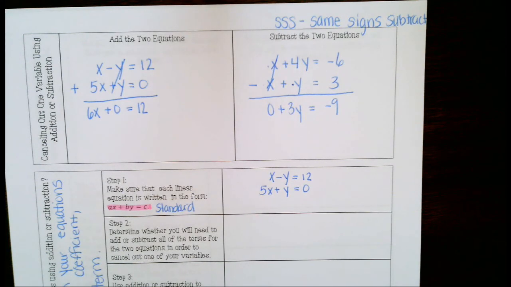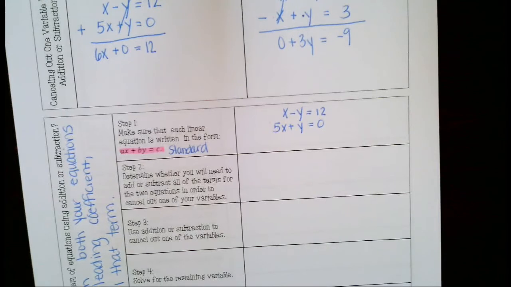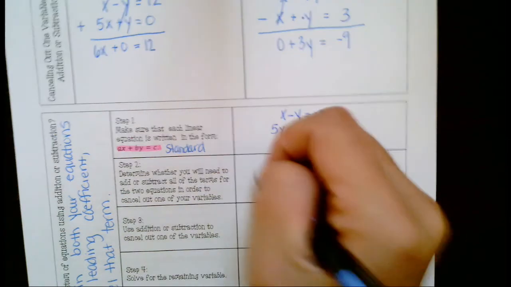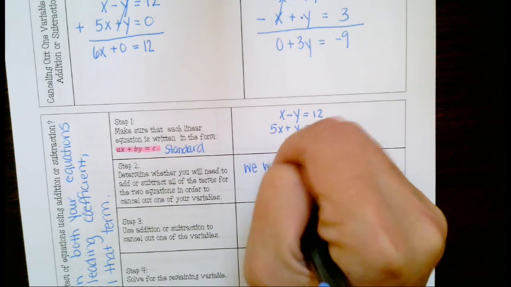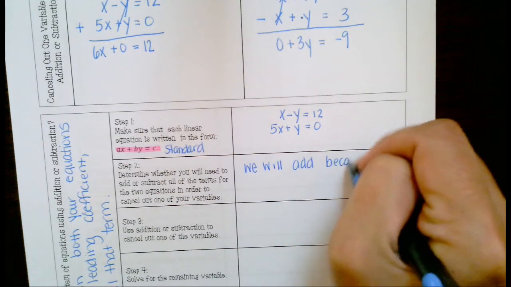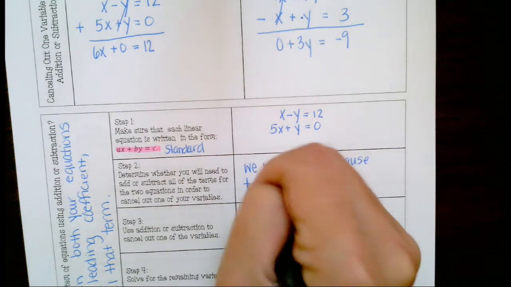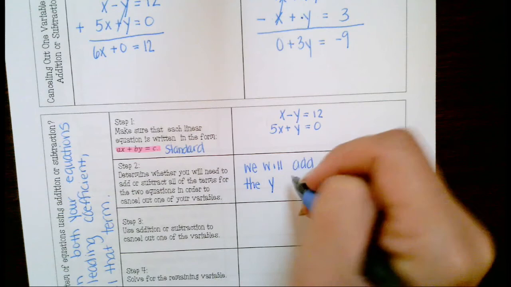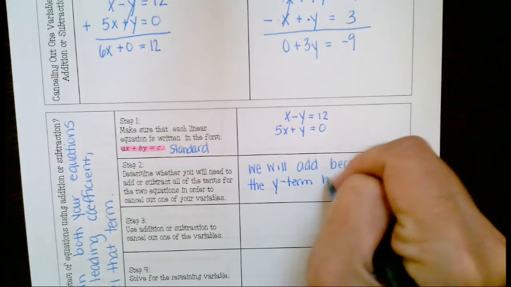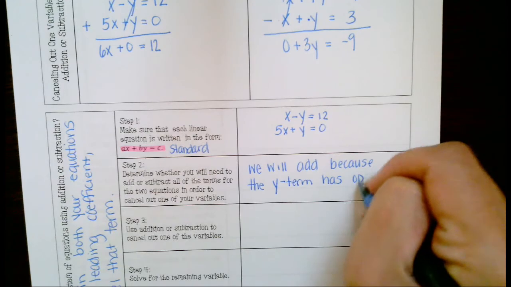Okay, so I'm going to look at step 2. Step 2 says to determine whether you will add or subtract all of the terms for the two equations in order to cancel out one of the variables. Okay, as we said, in this one we are going to add because the y term has opposite signs.